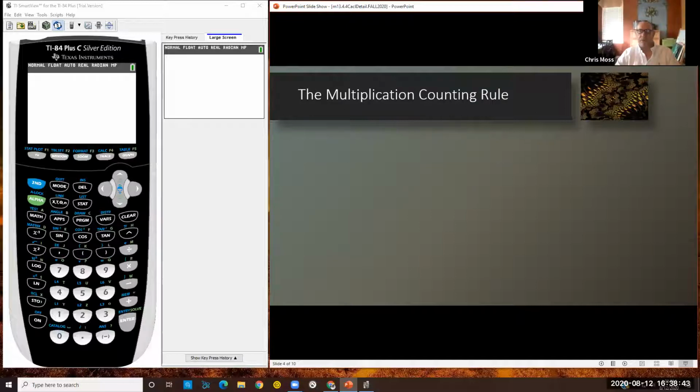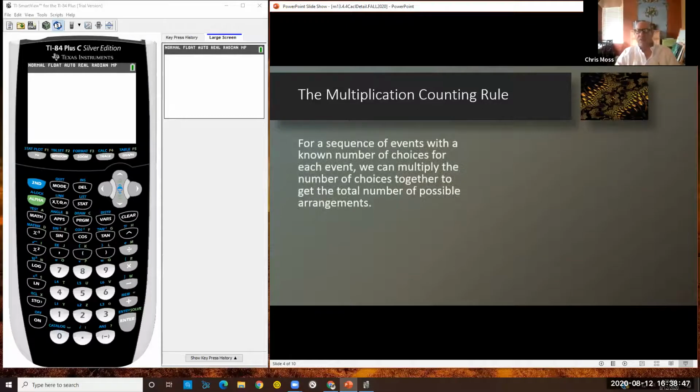All right, the multiplication counting rule. If there's a sequence of events with a known number of choices for each event, then we can get the total number of arrangements by multiplying those choices together.